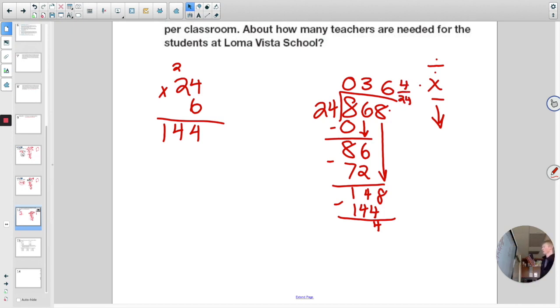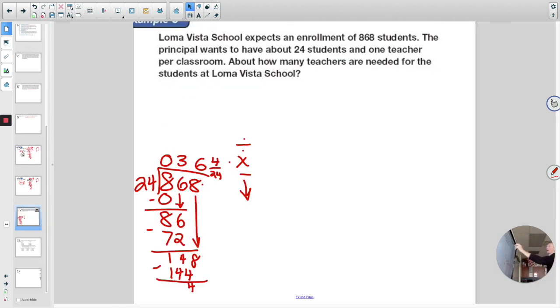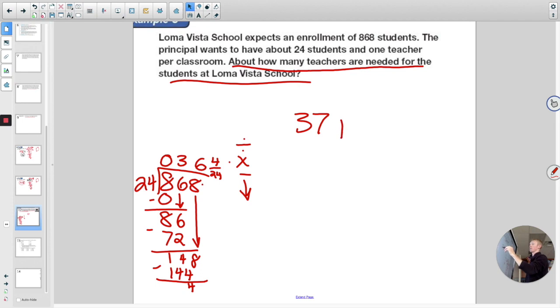Now let's go back to the question. What does the question have to say here? It was asking for about how many teachers are needed for the students. About how many? So if I have 36 and remainder 4, that means I need at least 37 teachers.